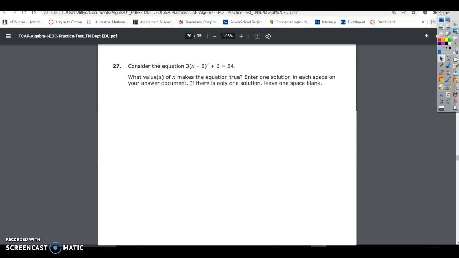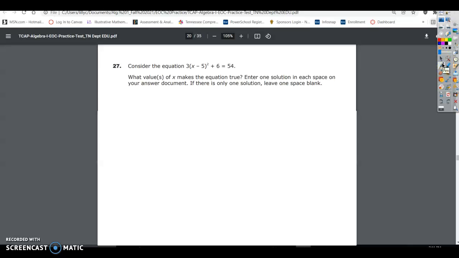Algebra 1 EOC practice test number 27. Consider the equation 3 times (x minus 5) squared plus 6 equals 54. What values of x make the equation true? Enter one solution in each space on the answer document. If there's only one solution, leave one blank.